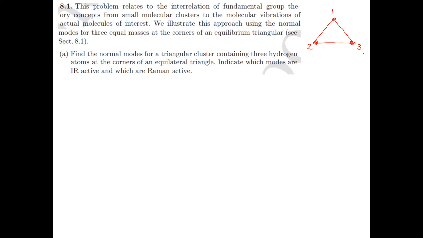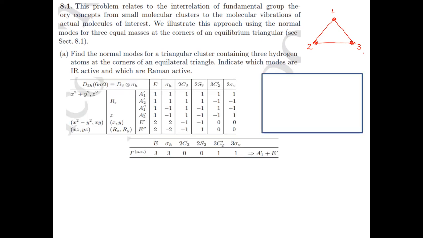Okay. So first step, identify the symmetry group. We have worked with this symmetry group before. It's a D3h group. Okay? So we have all the symmetry operations: identity, horizontal plane, 2C3 plus or minus 2 pi over 3 rotations, improper rotations, C2 prime, sigma v. Okay? All right, so we have identified the group.